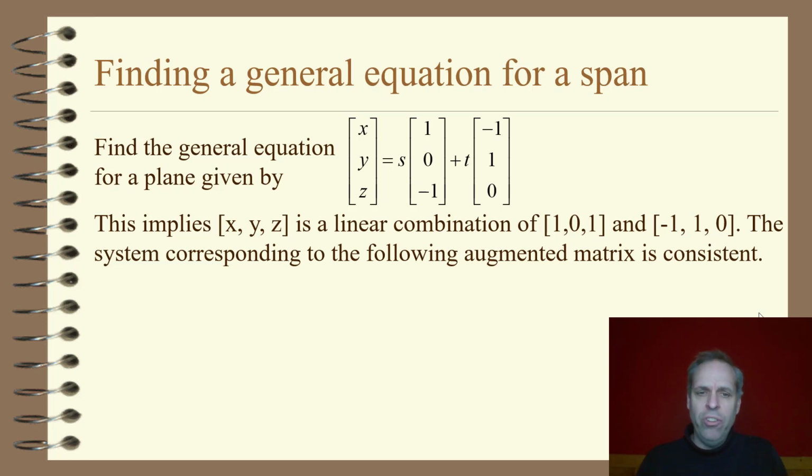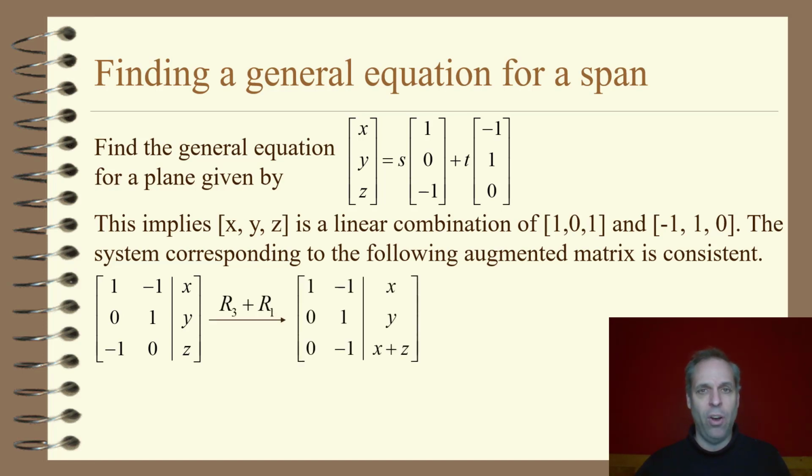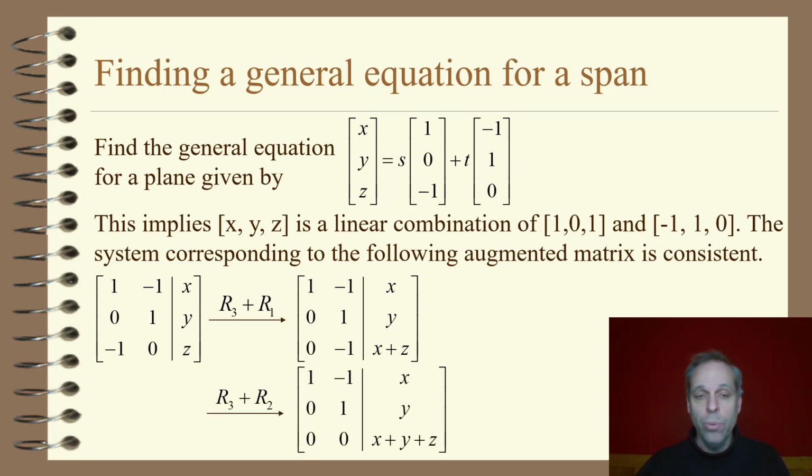All that equation says is that the vector (x, y, z) is a linear combination of those two vectors. That means, by our best friend, Theorem 2.4, that the system corresponding to the following augmented matrix is consistent. So then let's just row reduce that. I'll do this by hand. If you just take R3 and add to it R1, you get that matrix. If you then take R3 and add to it R2, you will then get that matrix. And that's enough, right? All I need is this.